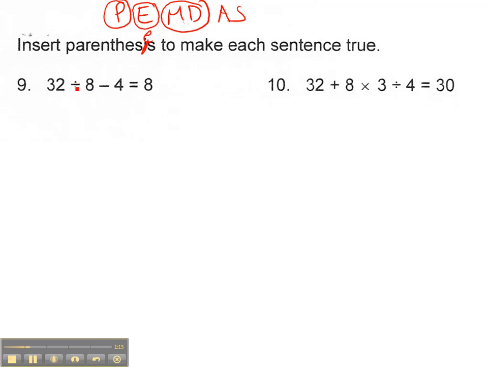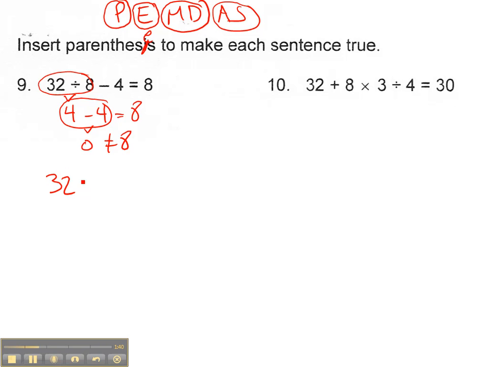So I do have division in this expression, so let's do that first. 32 divided by 8 is 4. Rewrite the rest of my expression. 4 minus, now I'm on to addition and subtraction. 4 minus 4 is 0, and 0 does not equal 8. So they want us to change the expression by adding parentheses to make the statement true, so let's rewrite it again. 32 divided by 8 minus 4 equals 8.